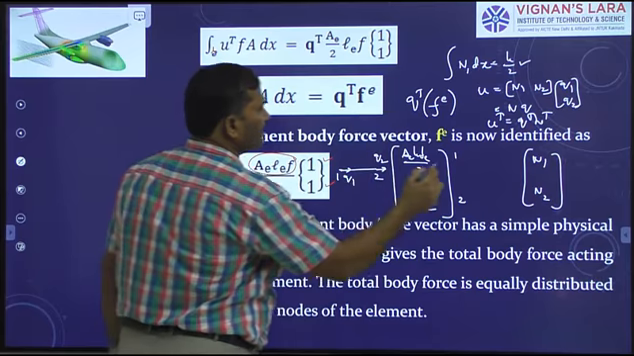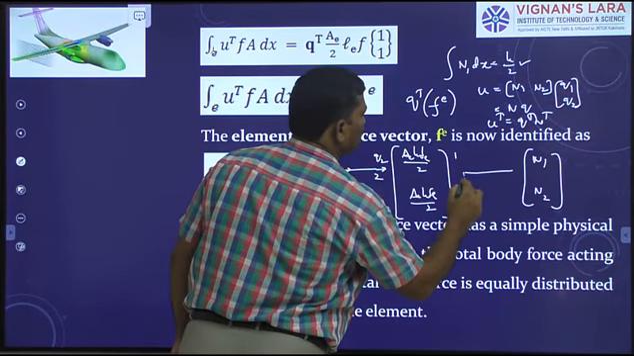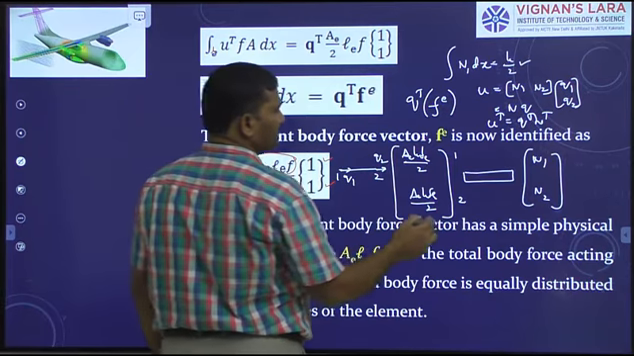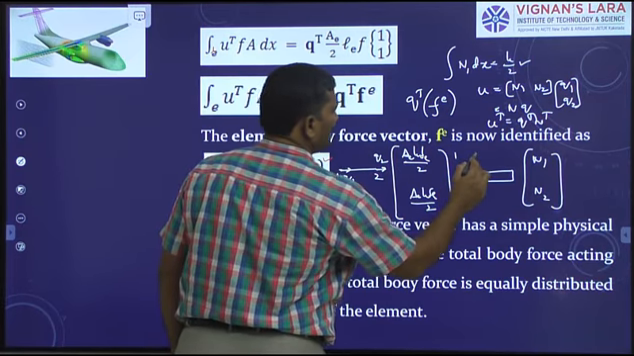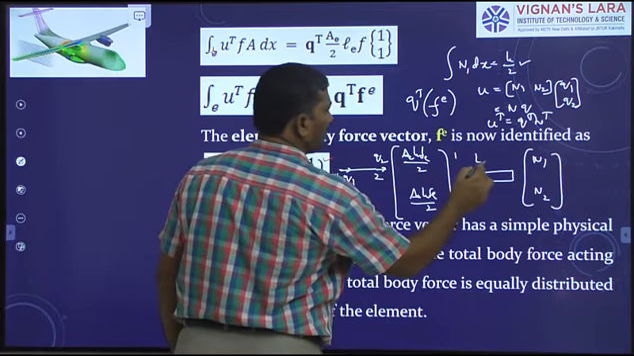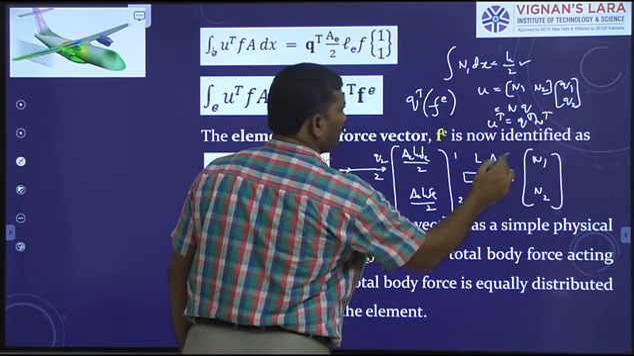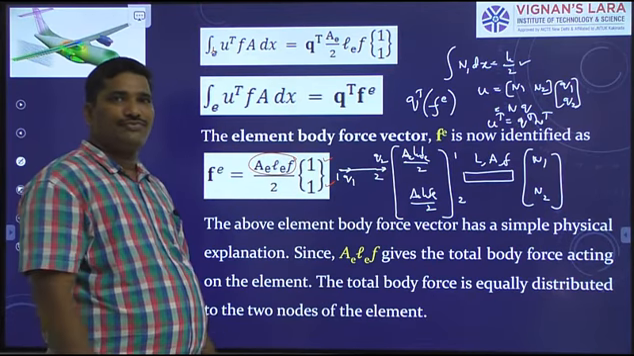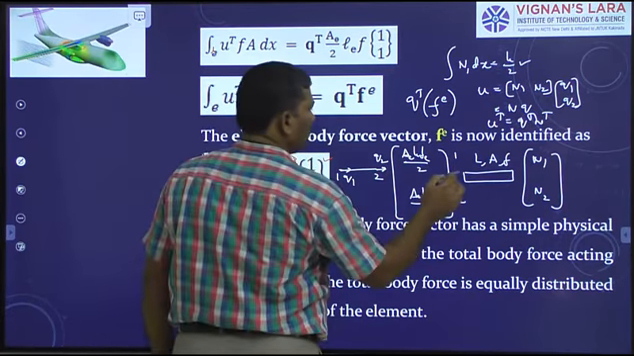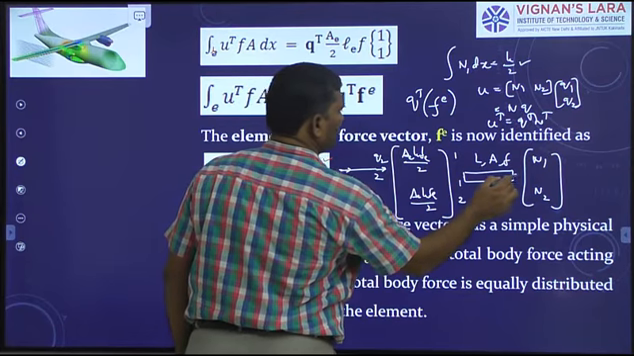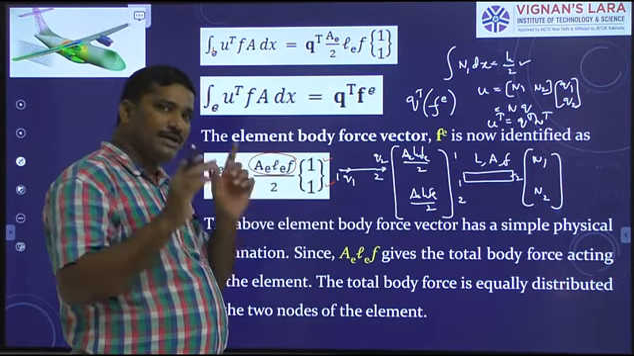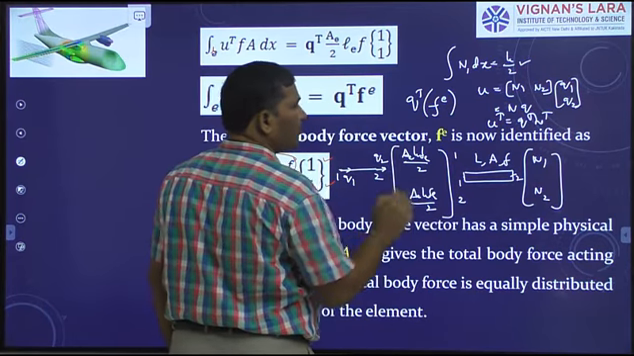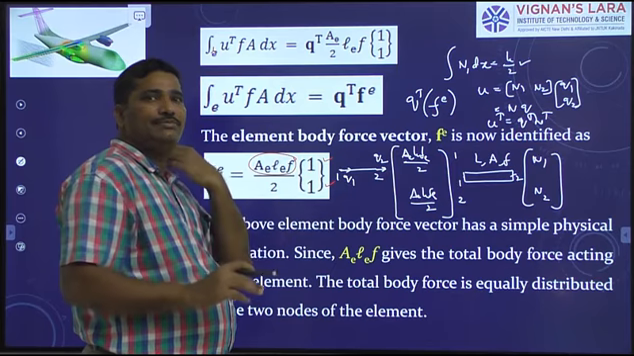If you have a solid like this, for example, with uniform cross section, say L is the length of the solid, A is the cross section area, and F is the body force per unit volume. What is the total body force? ALF. Now I say this is node 1 and this is node 2. Considering the entire solid as one element, the total body force is equally shared by both the nodes.